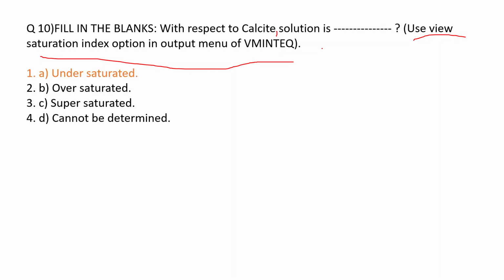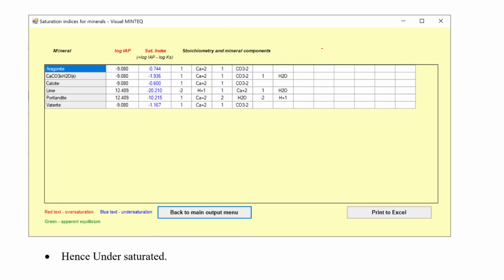We'll see the solution now. So the solution is undersaturated. How? Just by going to the saturation index on the result page, we will get all these things. As we can see, the saturation index with respect to calcite is minus 0.6 and aragonite is minus 0.7.